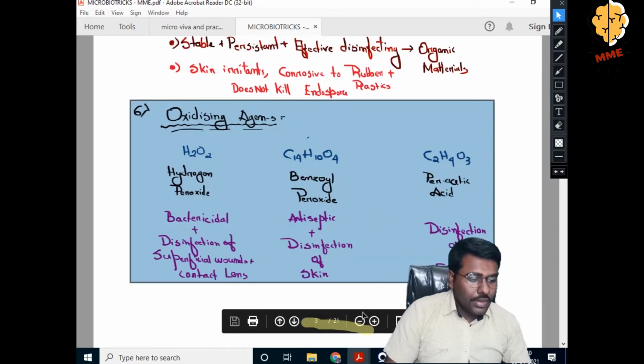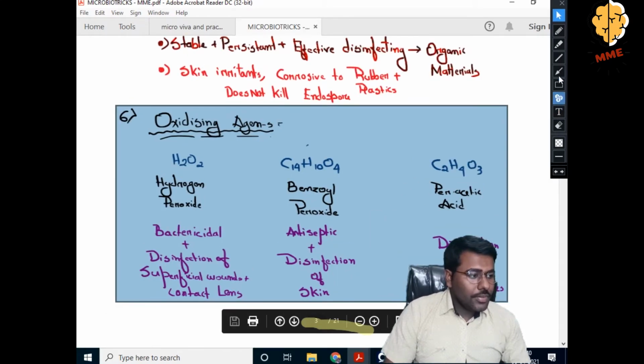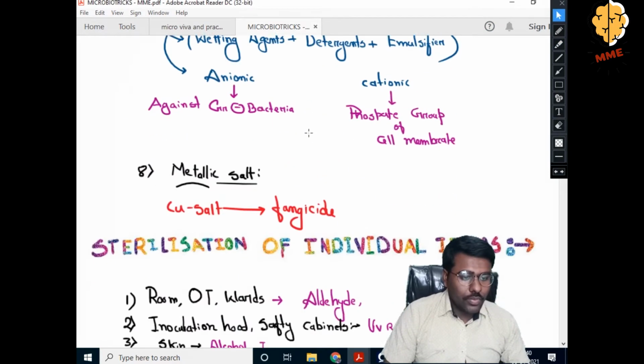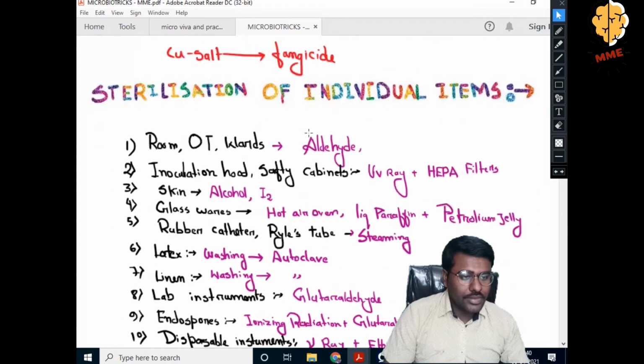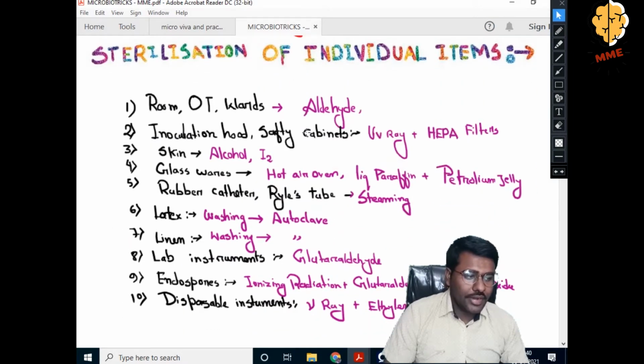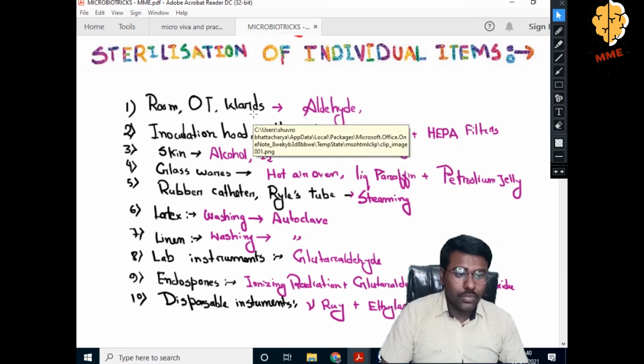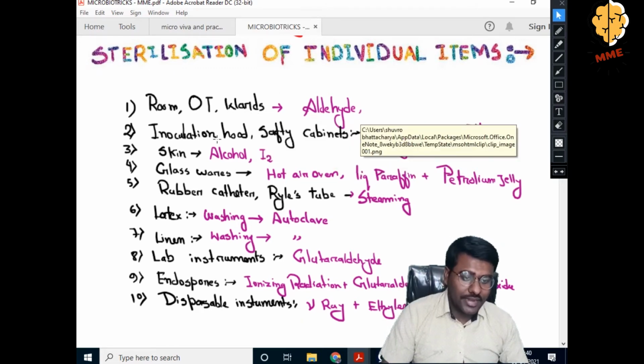Okay. So after getting the PDF, please follow the whole of the part. I am going for mainly the sterilization of the individual items, which is mainly asked. Like the room, OT room, and wards are mainly sterilized by aldehyde.